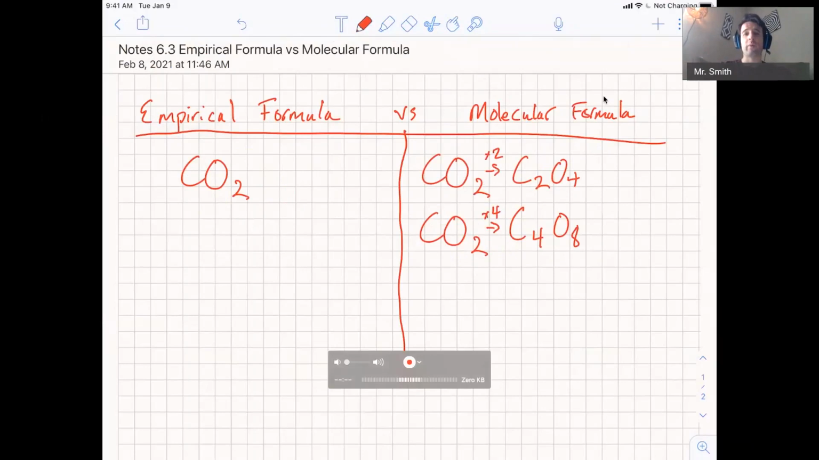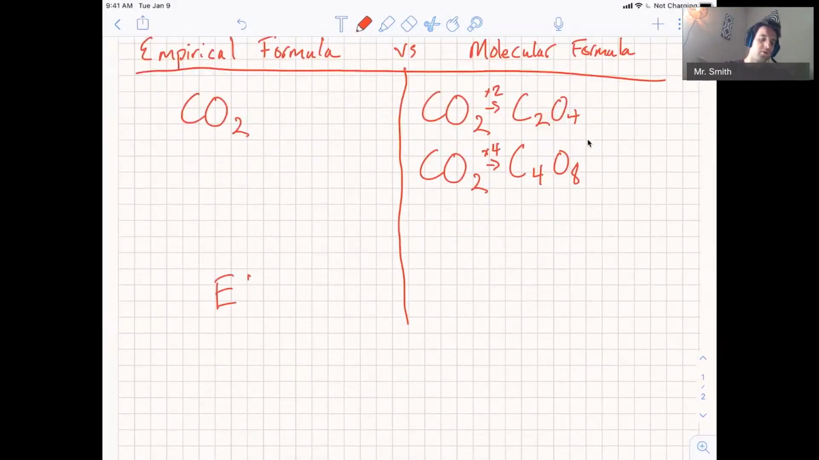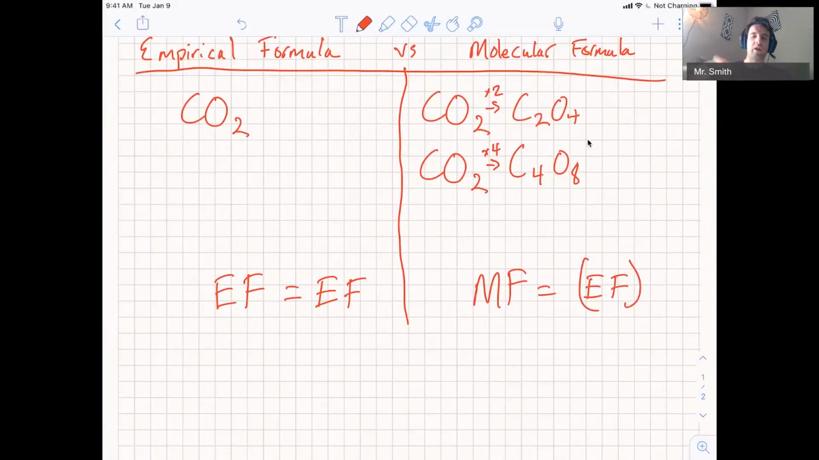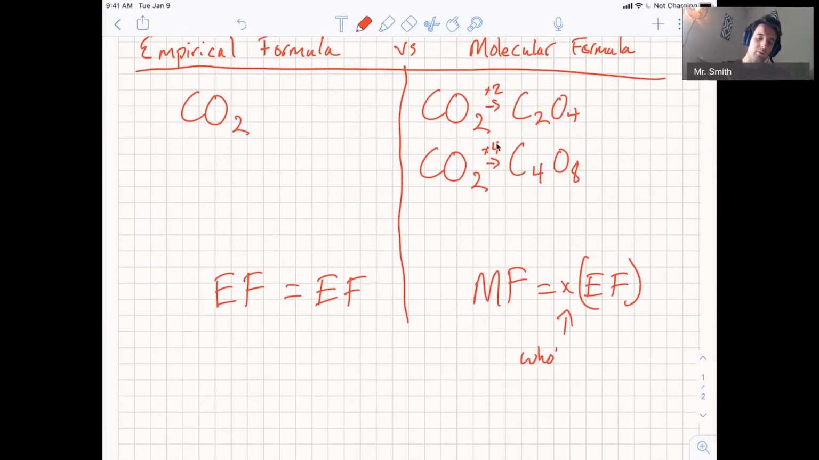That's pretty much what a molecular formula is. You just take whatever your empirical formula is. So your EF just equals whatever your EF is, but then your molecular formula is the same thing as your empirical formula multiplied by some number, which I'm representing by X here. So it could be 2, it could be 4, it could be 1,000 or whatever. Doesn't really matter. You just have to multiply it by some number. Let's be clear here: the number should be a whole number. So hopefully that makes sense.